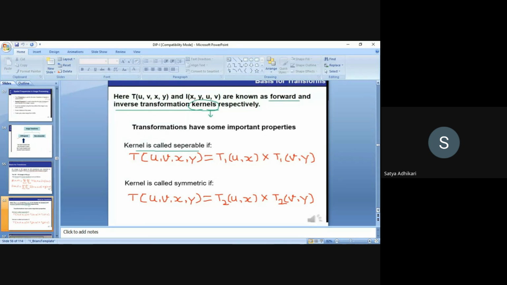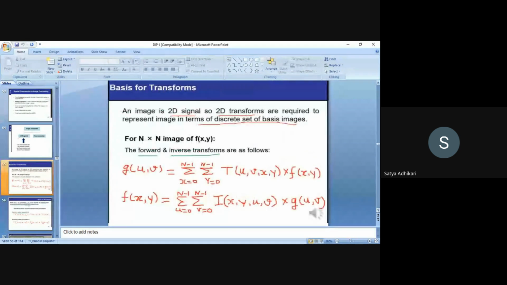So here T(u,v,x,y) is known as the forward, and I(x,y,u,v) is known as the inverse transformation. In the previous example, you see we are using T(u,v,x,y), which is known as the forward transform function, and I(x,y,u,v), which contains the inverse transformation function, and both are opposite to each other.